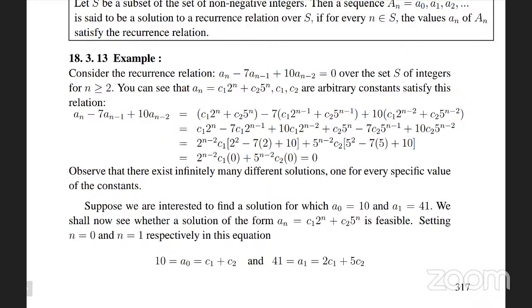Therefore, what you have taken, a_n equal to C1 2 power n plus C2 5 power n, is called a solution of the recurrence relation for the given a_n minus 7 a_(n-1) plus 10 a_(n-2) equal to 0.